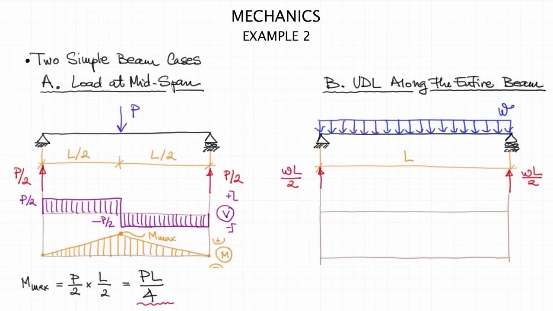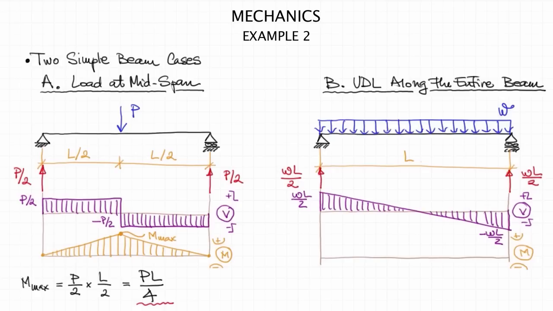And once we know the reaction forces, we can draw the shear force diagram. The load is positive and constant, so the shear force will vary linearly with a negative slope of W. So we start at plus WL over 2, and we will end on the right-hand side at negative WL over 2. Again, the slope of the shear force diagram will be negative W. Then we can draw the bending moment diagram, recognizing that the shear force is 0 at midspan, and therefore the moment will have a maximum at that location.